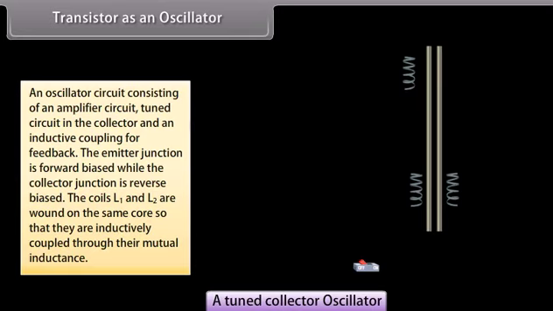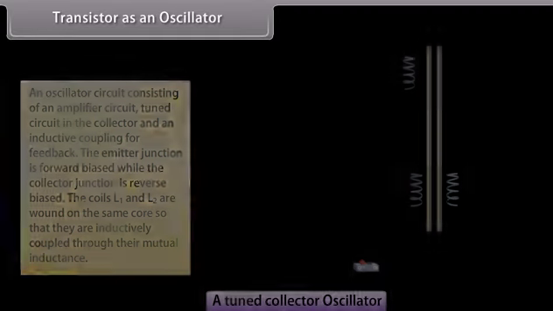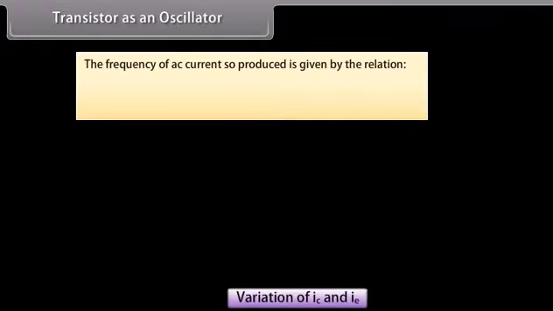On pressing the key, collector current suddenly starts flowing through L1. Consequently, a voltage is induced in coil L, which charges the capacitor C with such a polarity as to support the forward bias of the base emitter circuit. On reaching saturation, collector current stops varying, hence the induced EMF in coil L vanishes. The frequency of the AC current so produced is given by the relation f equals 1 upon 2 pi multiplied by 1 upon under root LC.